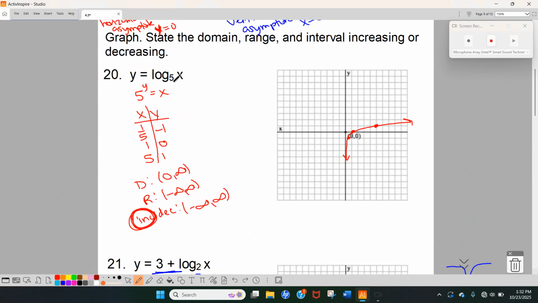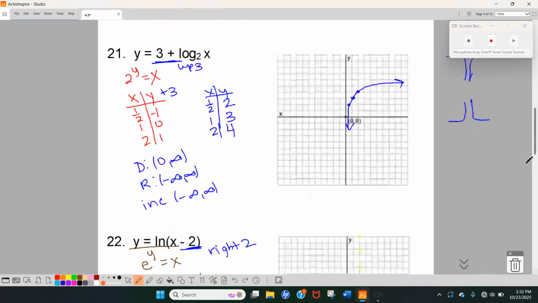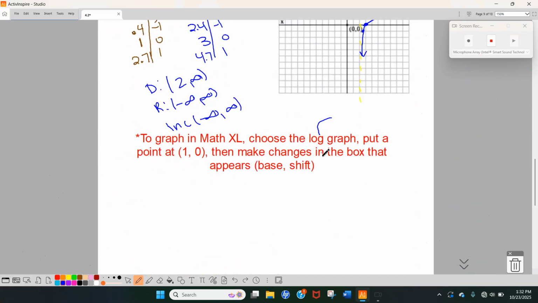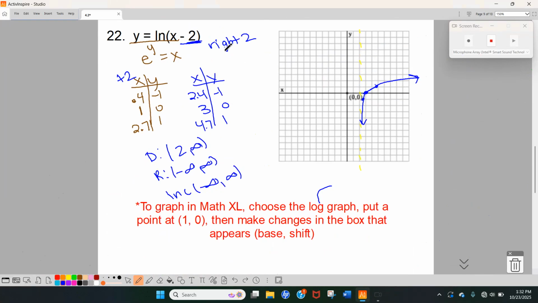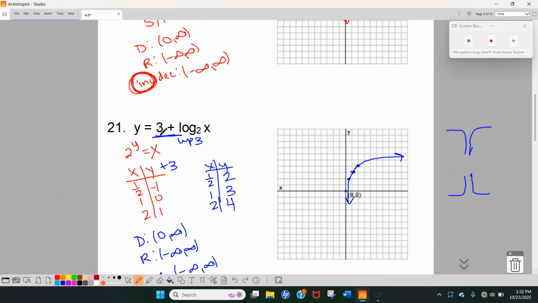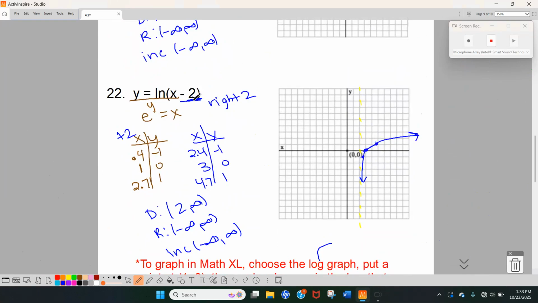So first thing, once that box pops up, is change the base to the base in your problem. And then if there's some kind of shift that happened, make sure that you make that change. So this one, we went to the right. That was a horizontal shift, +2. So you'll do a horizontal shift and put in a +2. For this one, we went up 3. That's a vertical shift, so in the vertical shift box, you would put a +3. If it was a -3, then you would put a -3. Or if they give you one of these and it says x plus 2, then remember you would go left 2, so it'd be a horizontal shift of -2.